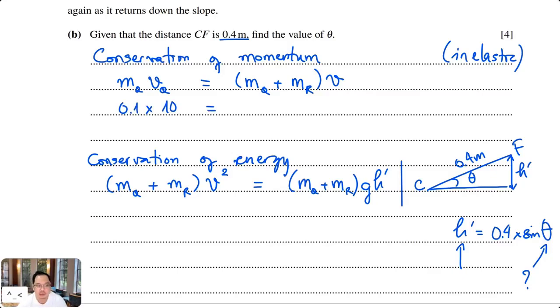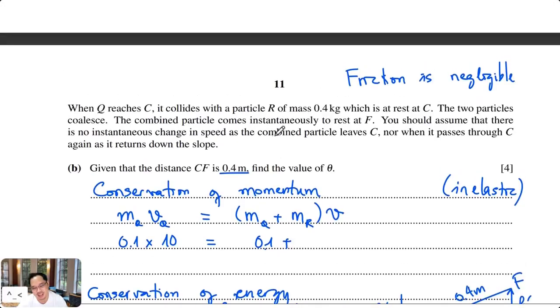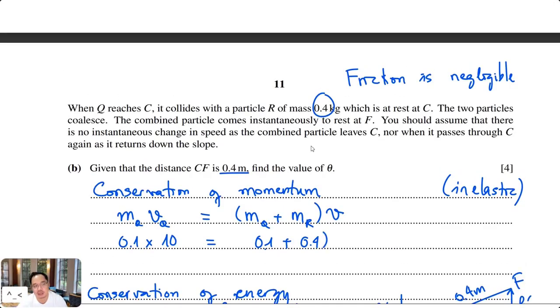Okay, this is 0.1 plus what is the mass of R? It is still 0.4 kilogram here. The mass of R is 0.4 kilogram. So the sum is 0.5. The speed V here is 1 divided by 0.5, which is 2 meters per second.